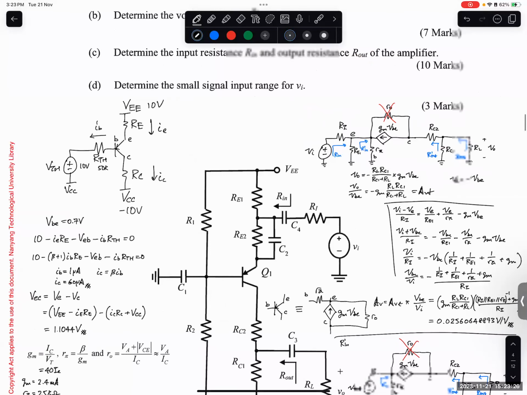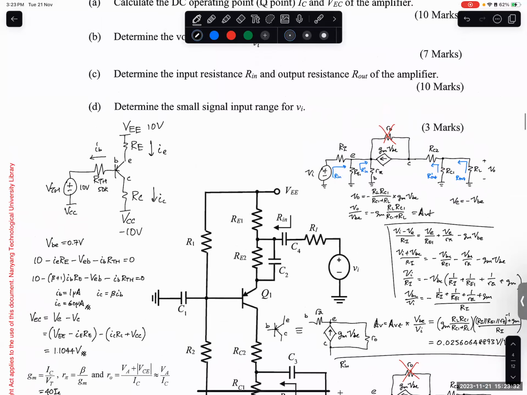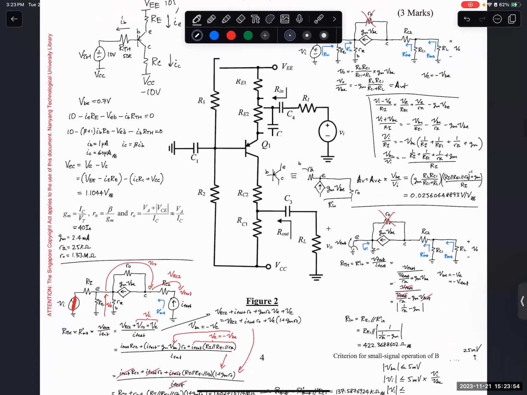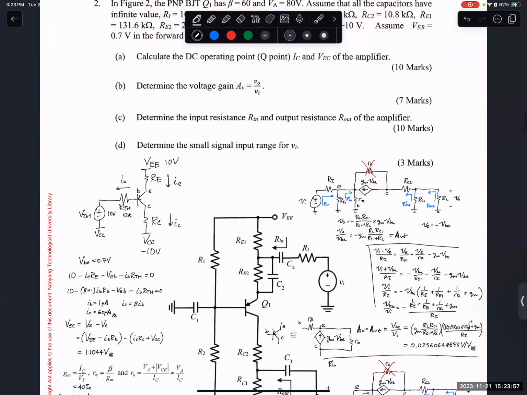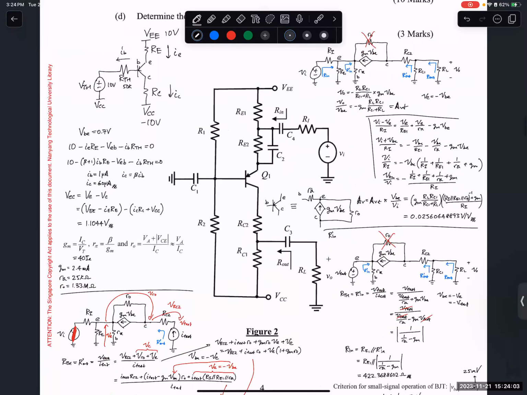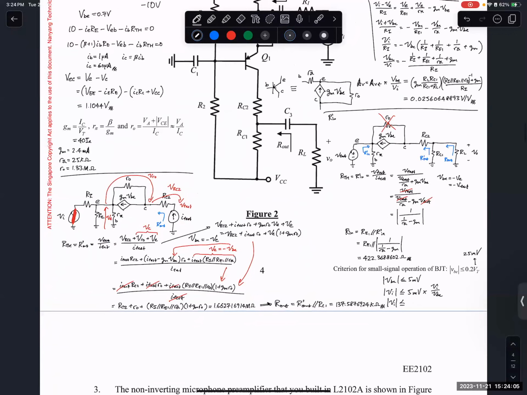Okay, so what we need to do is just calculate the VBE over VI, or the other way around also can, whichever floats your boat. So negative 1 over Ri, which is 100. Actually, don't need the negative also can, because it doesn't really matter. RE1 is 131.6 kilo plus 1 over R pi, plus GM over Ri, which is 100. Okay, so I inverse this times 0.005 millivolts.